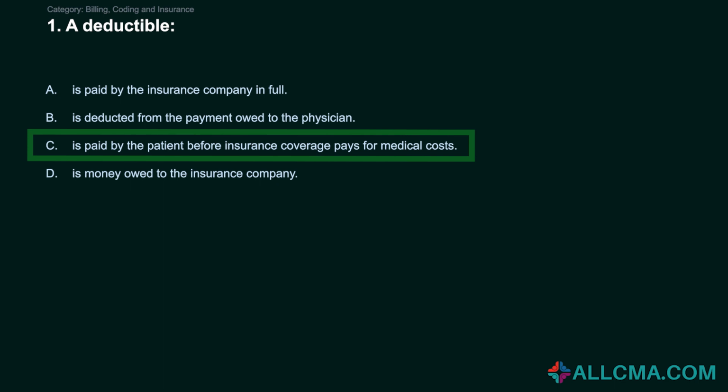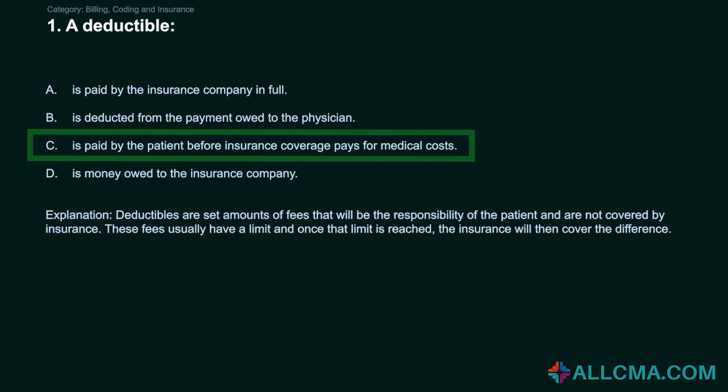Correct answer, C, is paid by the patient before insurance coverage pays for medical costs. Deductibles are set amounts of fees that will be the responsibility of the patient and are not covered by insurance. These fees usually have a limit, and once that limit is reached, the insurance will then cover the difference.